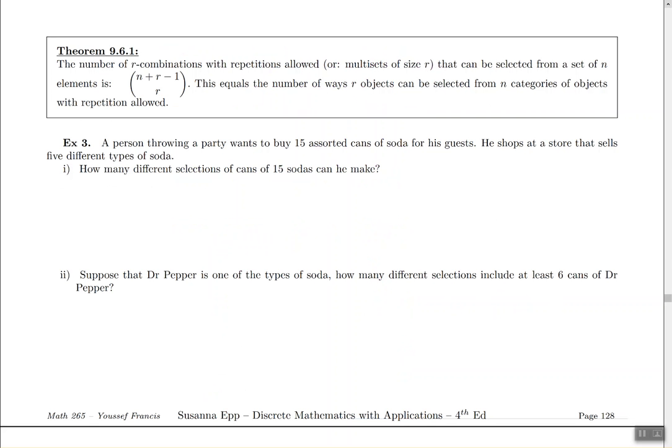This is the formula. It's called theorem 9.6.1. So again, to count how many r-combinations there are, figure out what the size of the set is. It's n, and then add n plus r minus 1, and then choose r. Why do we need the minus 1?